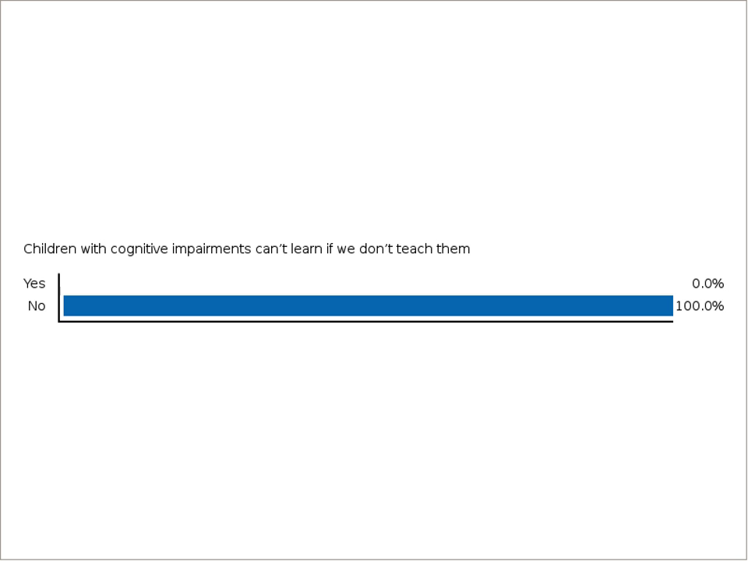So we're going to go through a couple of true and false questions here. So I want you to go ahead and let me know if you think this is a yes or no, that children with cognitive impairments can't learn if we don't teach them.